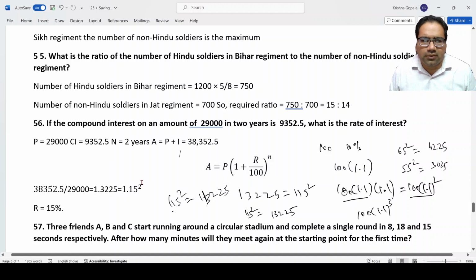1.15 means the interest rate is 15%, right? 1 plus 15 by 100. That is 1 plus 0.15. 15% is the answer. Okay. So then in these problems, we will get a clear solution.